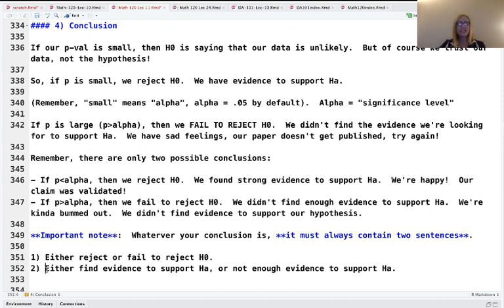But also, you need to say something about the alternate hypothesis because that's the whole reason we're doing this test. Either you did find evidence to support the alternate hypothesis, or you didn't. And really, in some sense, this sentence is the most important part of the entire test. That's really the conclusion we're interested in because that was the whole reason we're doing it in the first place.